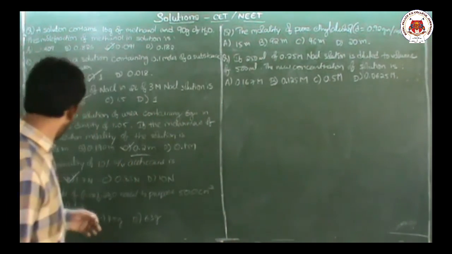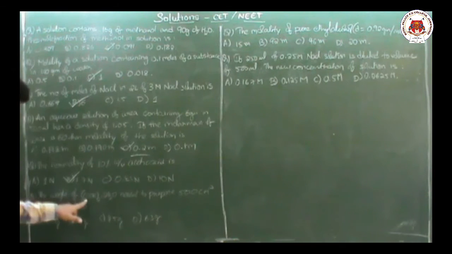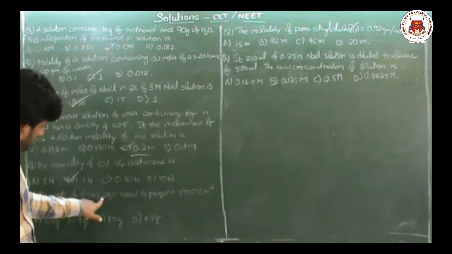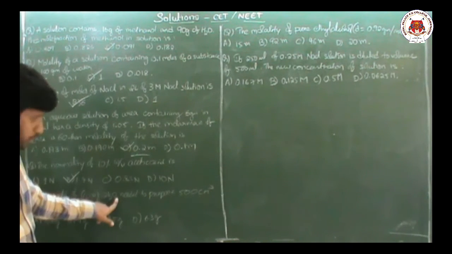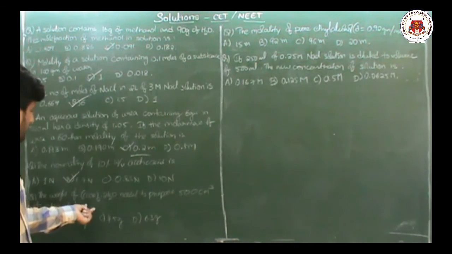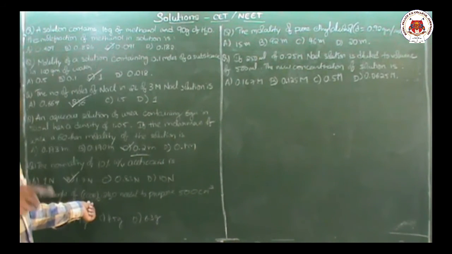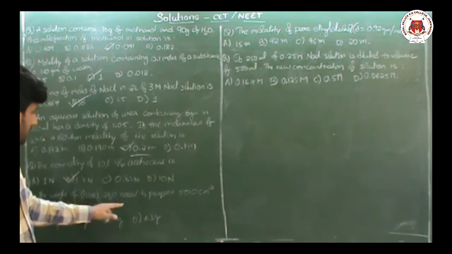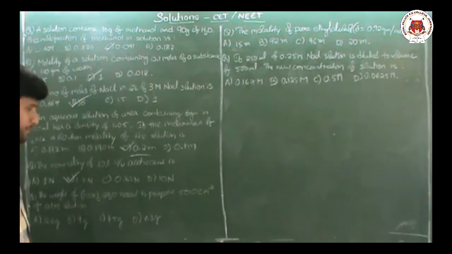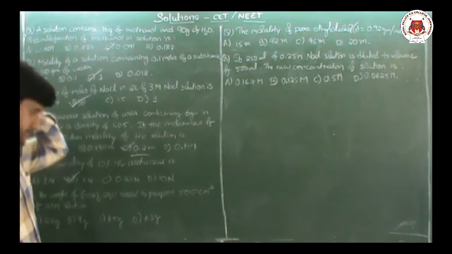Okay. Next question. The weight of (COOH)2·2H2O taken, that is dihydrated oxalic acid, needed to prepare 500 cc (cubic centimeters) of 0.1 molar solution is.